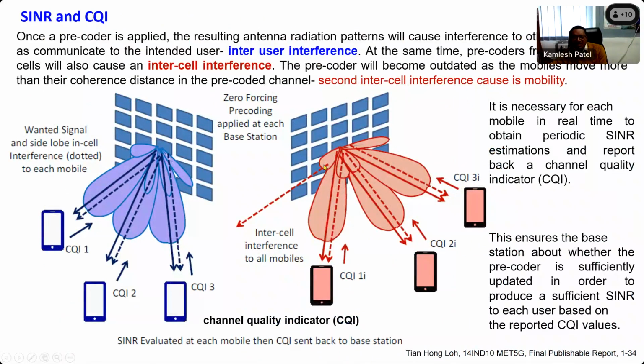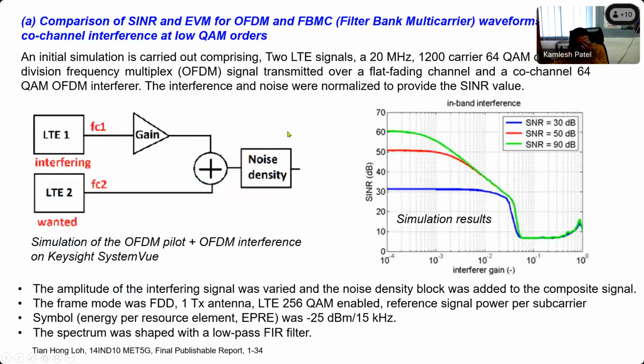So this is the reason why we need to define another parameter, INR, which also takes care of the interference. Under the project, the first study made was a comparison of the SINR and EVM for OFDM and the BFB-MC signals. So two different signals along with the modulation techniques are generated. Like you can see, LTE1 and LTE2. One is the desired signal, another is the interference signal.